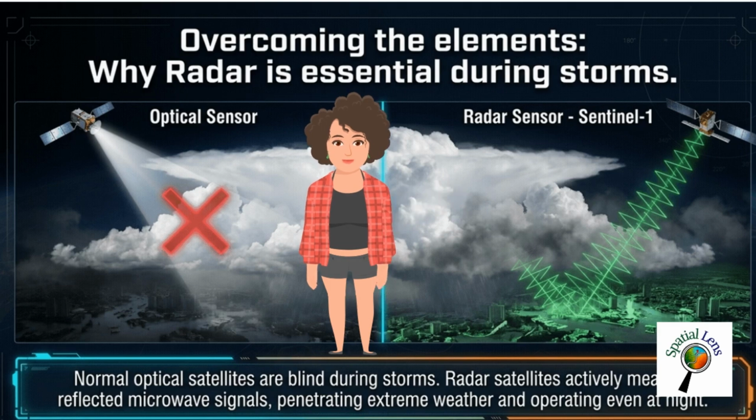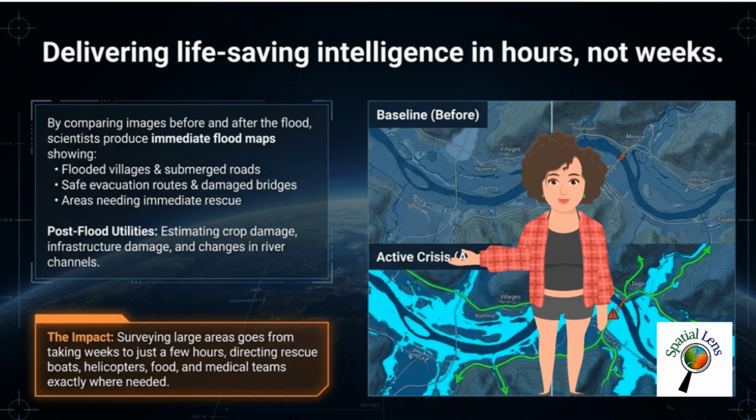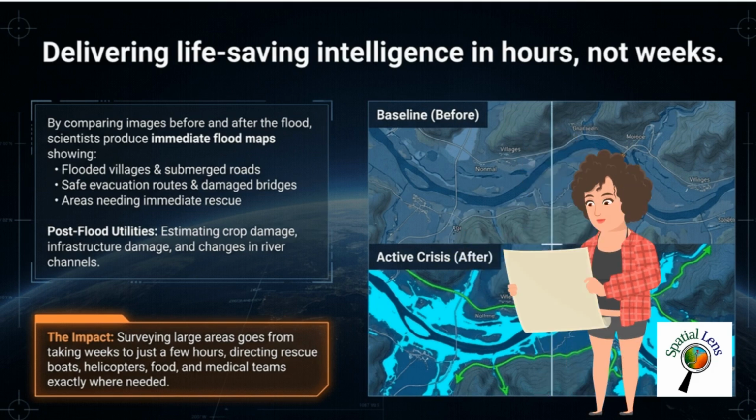Scientists compare satellite images taken before and after the flood. Within hours, they produce flood maps showing flooded villages, submerged roads, safe evacuation routes, damaged bridges, areas needing immediate rescue. These maps help disaster management teams send rescue boats, helicopters, food supplies, and medical teams exactly where they are needed.